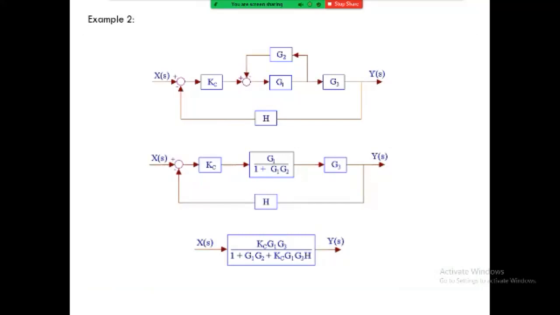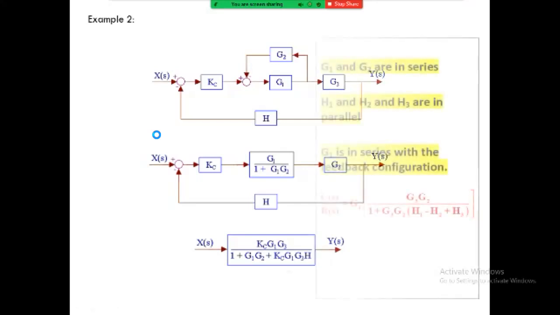Now we take example second. X of S and Y of S are given. Let us see one by one. Here G1 and G2 are in a parallel loop, so the G1 upon 1 plus G1, G2 formula will be applied here. Now K, C and R are all in cascade connection and H will be the feedback. So simply apply the same formula, G1 upon 1 plus G1, G2. So we obtain Y of S upon X of S equal to Kc into G1, G3 upon 1 plus G1, G2 plus Kc G1, G3 into H.